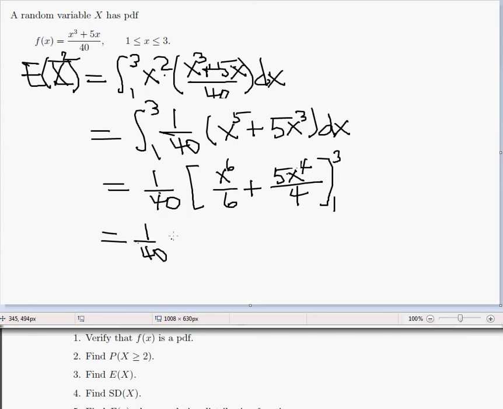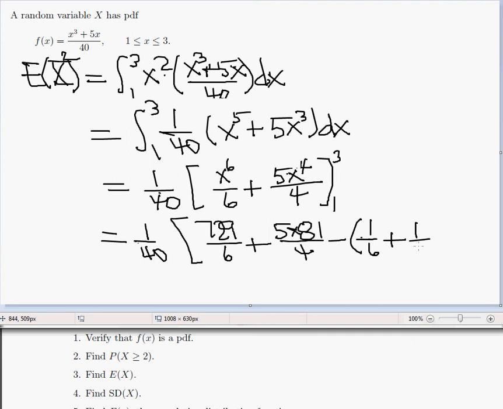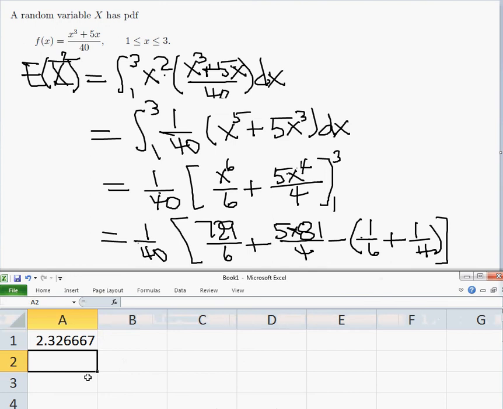So 1/40 times, plugging in 3, x to the sixth gives 729 divided by 6 plus 5 times 81 over 4, minus, then I plug in 1 to get 1/6 plus 1/4. Okay, then once again I will use Excel to do the calculation for me.